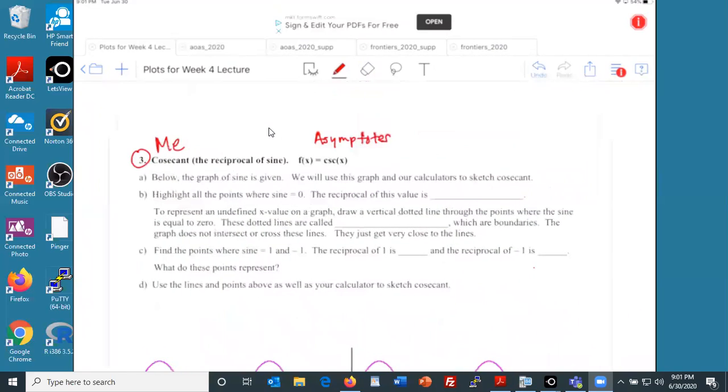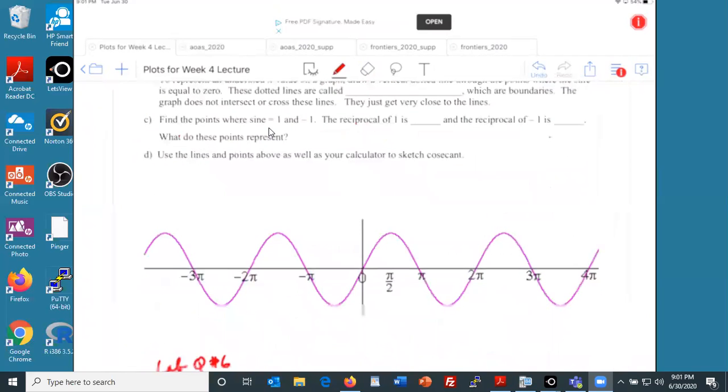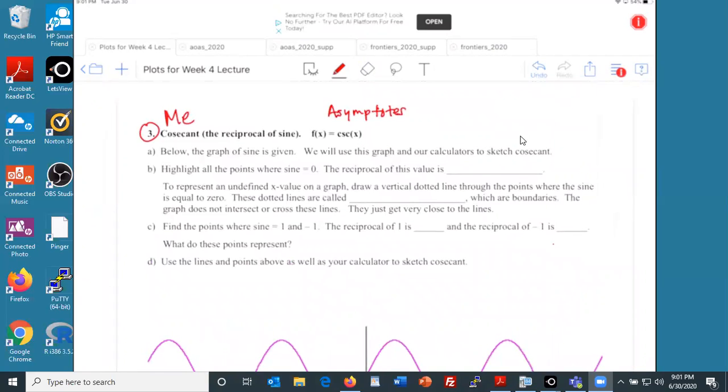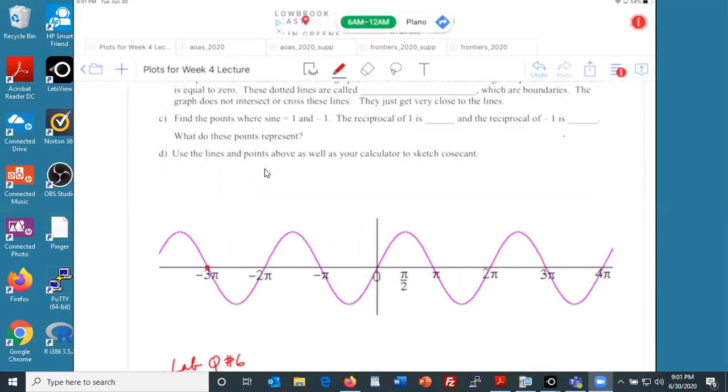So let's go back up here and look at exactly what we got. So letter A, the graph of sine is given below. There it is, isn't it pretty? We're going to use this graph and our calculators to help us sketch cosecant. So the first thing we're going to do is highlight all the points where the sine is equal to 0. Where is the sine equal to 0? Well, everywhere it crosses the x-axis. So all these little red dots, that's where sine equals 0. So highlight those.